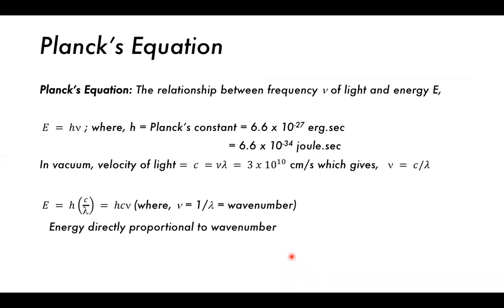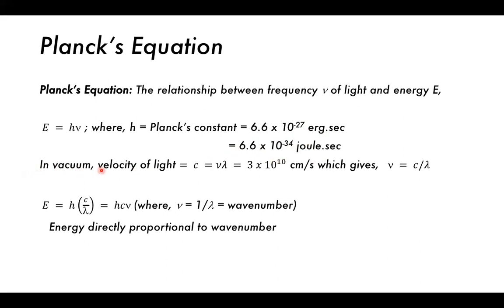So I told you before that we were able to find a relationship between frequency, wavelength, and energy. And this is it. This is Planck's equation or Planck's relationship. This is the relationship between frequency of light or electromagnetic radiation and energy E. E is equal to Planck's constant times the frequency, where h is Planck's constant. That's 6.6 times 10 to the minus 27 erg seconds, which can then be converted into joule seconds.